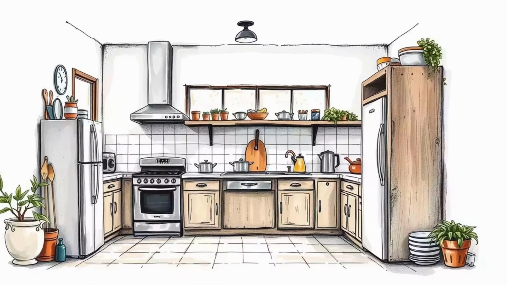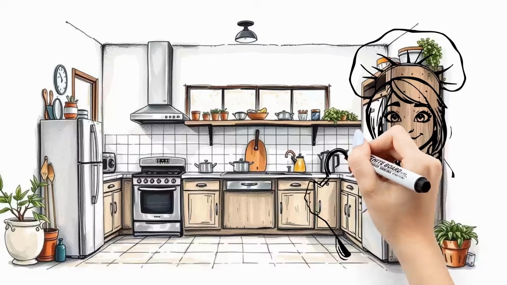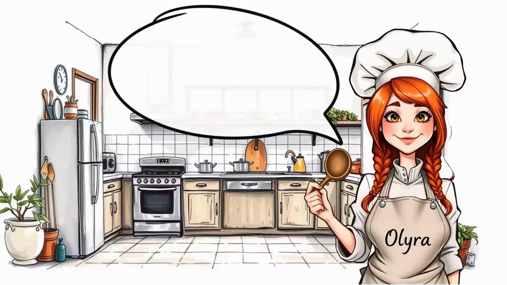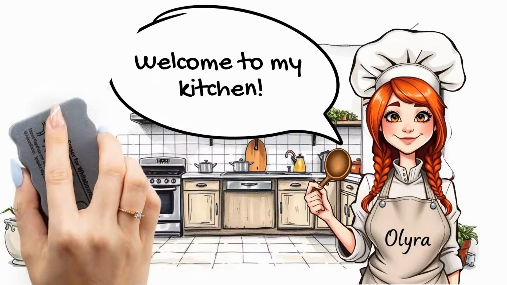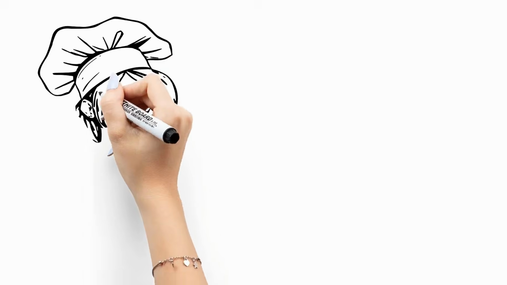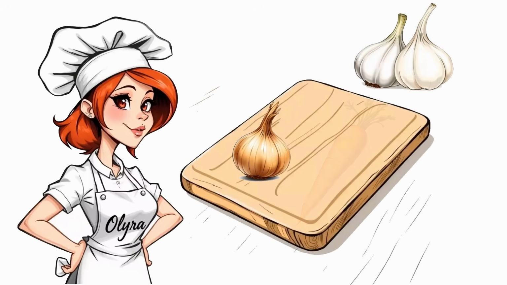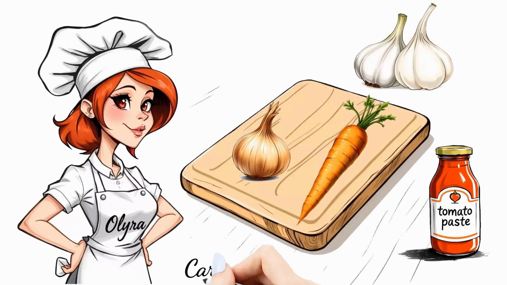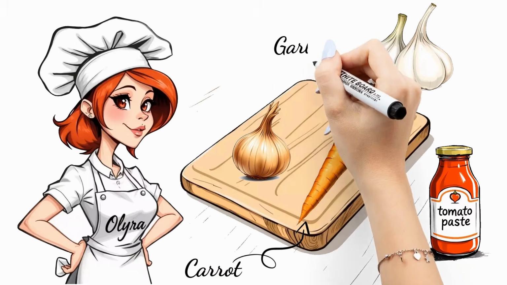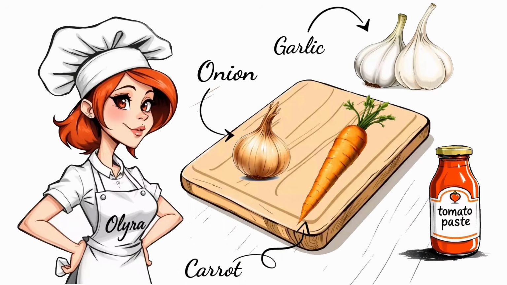Hi, I'm Maria and welcome to my kitchen. Today, we're making delicious spaghetti bolognese, and I'll walk you through every step of the process. For starters, we'll begin by prepping 1 onion, 2 cloves of garlic, 1 carrot, and 250 milliliters of tomato sauce. These ingredients will form the base of our delicious bolognese sauce, adding rich flavor and depth to the dish.